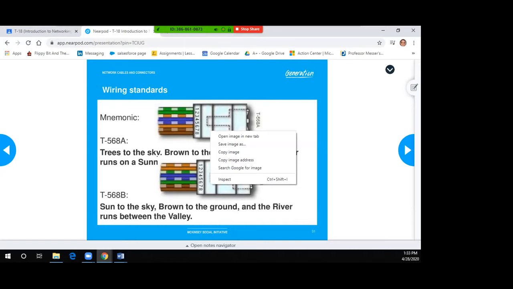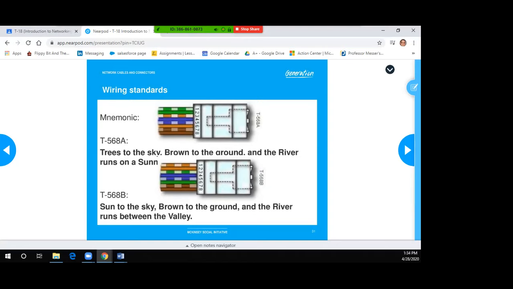Here now it's sun to the sky because orange is on top. Brown to the ground is still there, and then the river runs through the valley. You could think about this as a valley. Blue is still in the middle, as you notice. No major difference. They're just giving you names here.